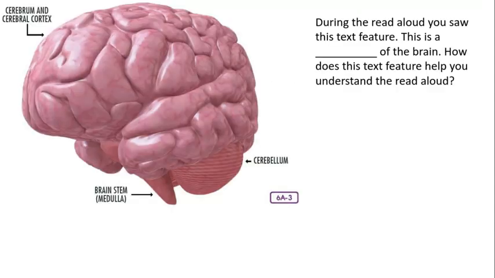All right, during the read aloud, you saw this text feature right here. This is a diagram of the brain. What text feature is that? And how does this text feature help you understand what we learned in the read aloud? How does it help us?